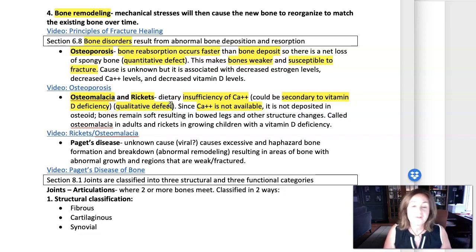The bone is there. It's not that you don't have that. It's just that it's not solidified, and so it stays soft. And actually, osteo, bone, malacia literally means soft bones. Osteoporosis, porous bones. So you can kind of tell right in the names of these disorders what they are. And I'll jump over to some pictures for that.